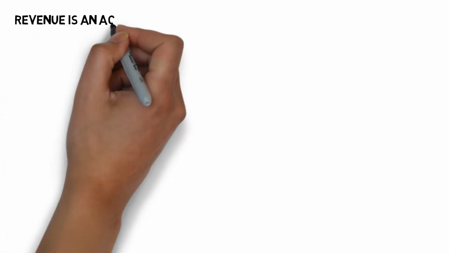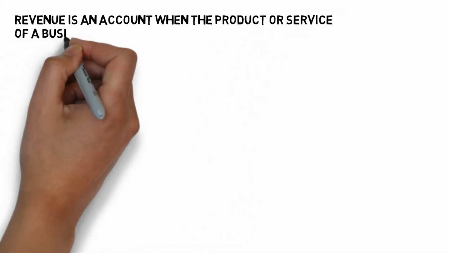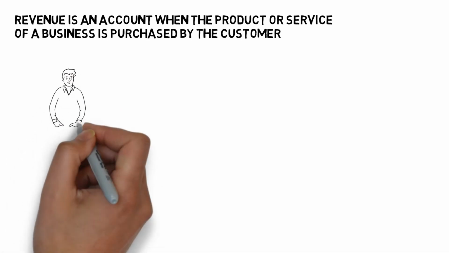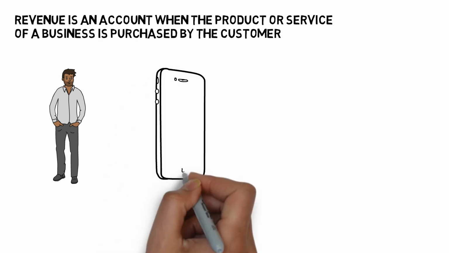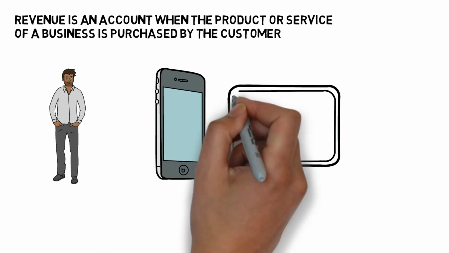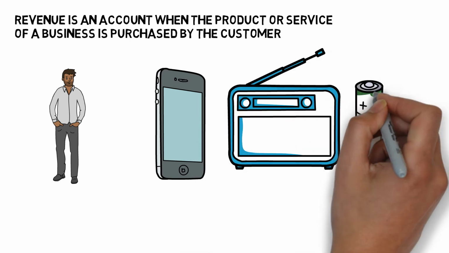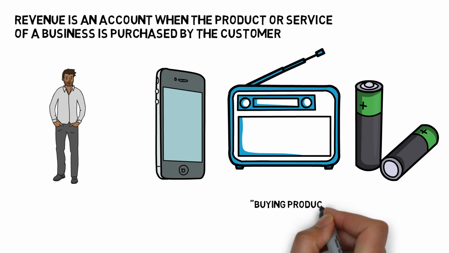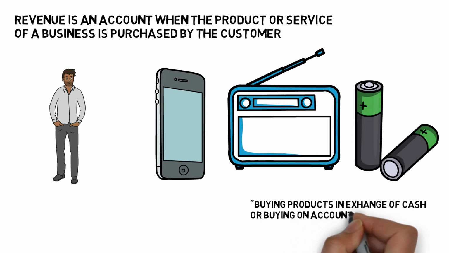Sixth accounting term is revenue. This is used when the product or service of a business is purchased by the customers. Let's say Mr. Park owns a store that sells gadgets like cell phone, speakers, and more. When a customer buys any gadget from his store, the account that is recorded in his journal is revenue. This is one of the important accounts since it's all about the inflow of cash in a business.